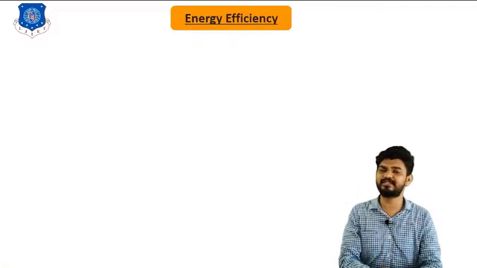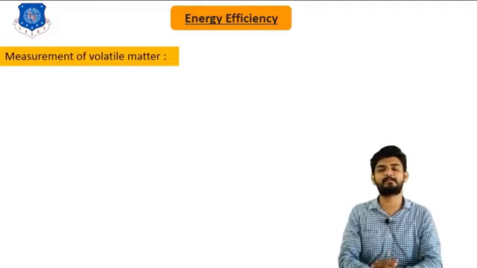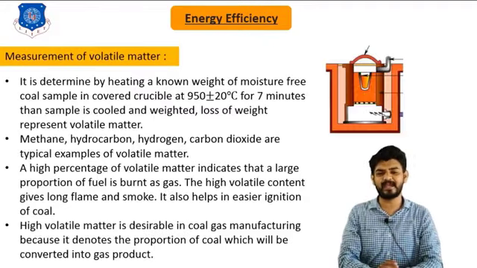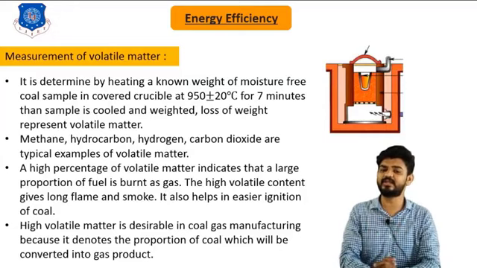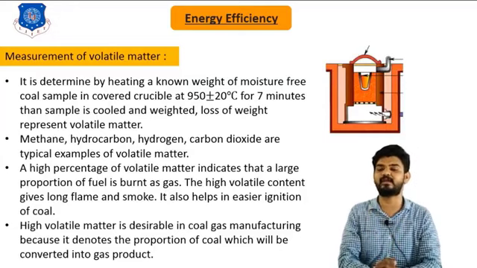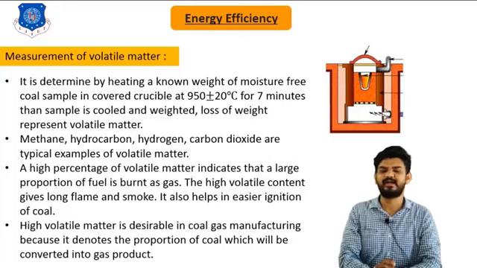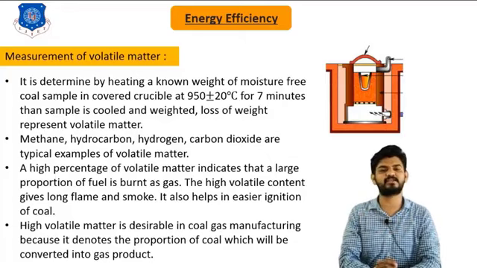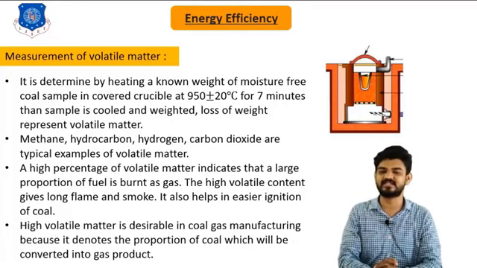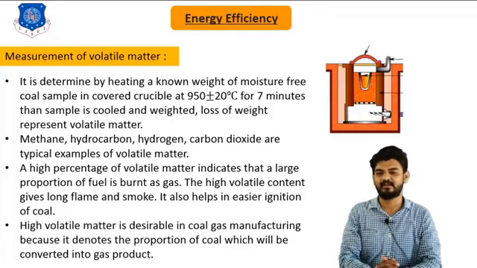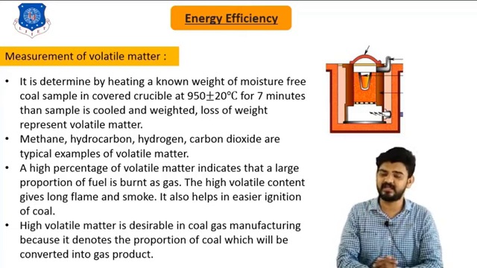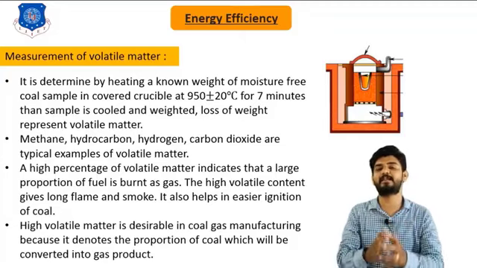Now let's move to the second analysis, and that is measurement of volatile matter. Well, it is determined by heating a known weight of moisture-free coal sample in a covered crucible at a temperature of around 950 degrees Celsius plus or minus 20 degrees Celsius for 7 minutes. Then this sample is cooled and weighed again. So the percentage loss in weight is represented by volatile matter.